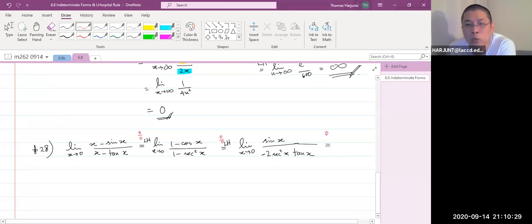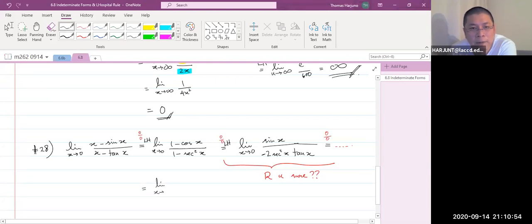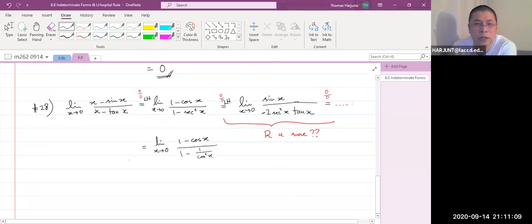And you see, this is a case in which if you don't simplify, you will never get the answer. I think I will try to simplify it from here. So let me put a question mark. Are you sure? If you can simplify, simplify first. For example here, let me simplify this first. This is 1 minus cosine x, and the denominator is 1 minus 1 over cosine squared x. Now multiply the top and the bottom by cosine squared x.